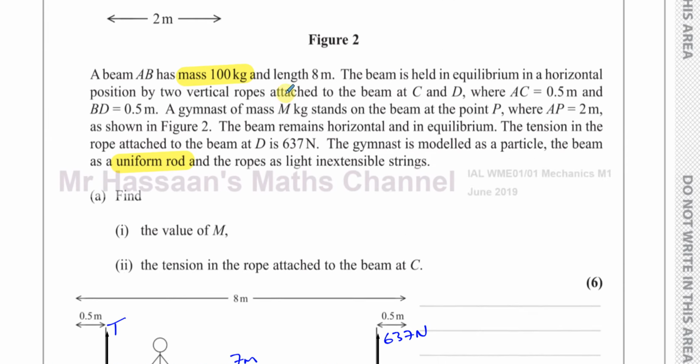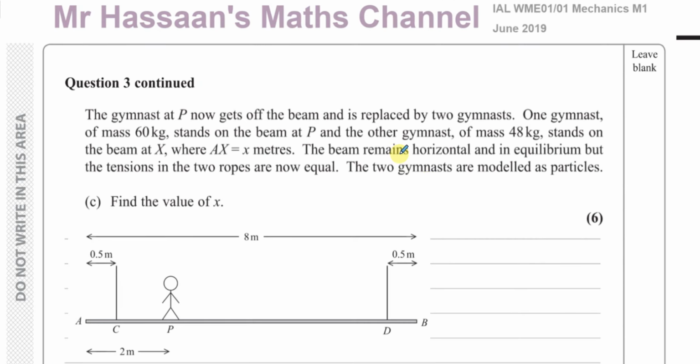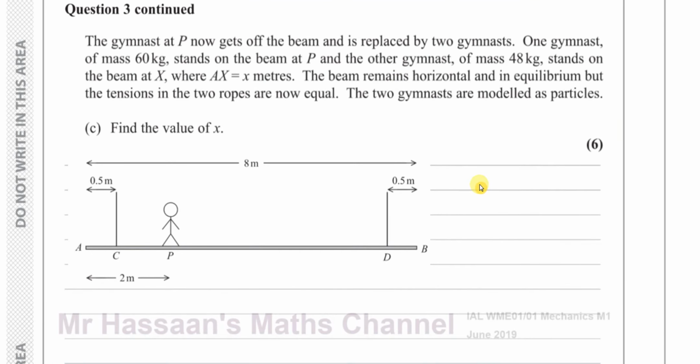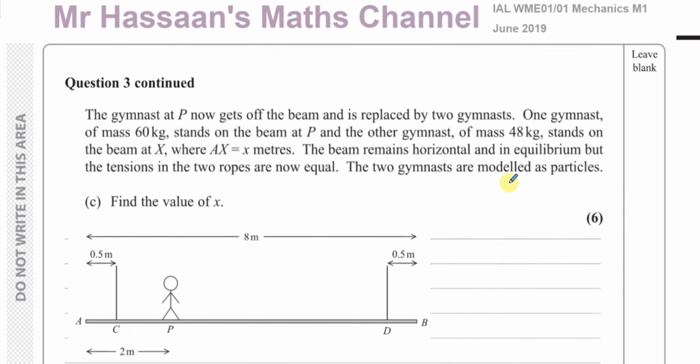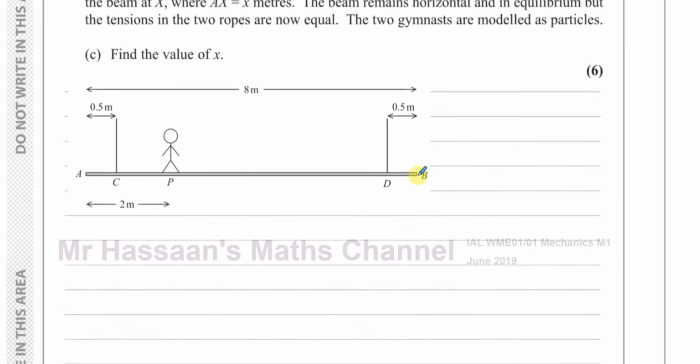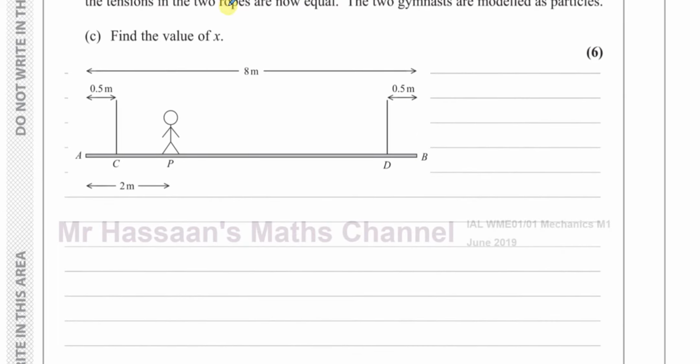Now we're going to go on to part C. It says, the gymnast at P now gets off the beam and is replaced by two gymnasts. One gymnast of mass 60 kilograms stands on the beam at P, and the other of mass 48 kilograms stands on the beam at X, where AX equals X meters. The beam remains horizontal and in equilibrium, but the tensions in the two ropes are now equal. The two gymnasts are modeled as particles. So now we've got a new situation.